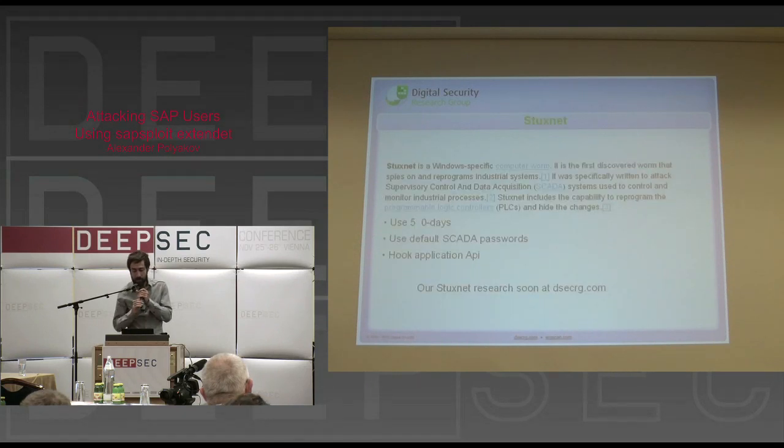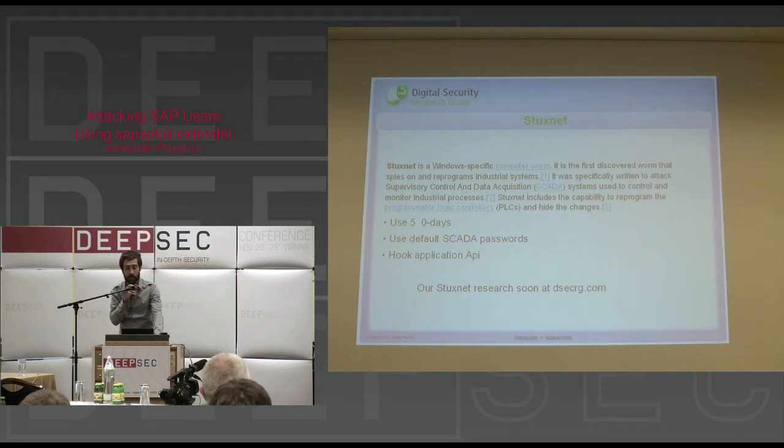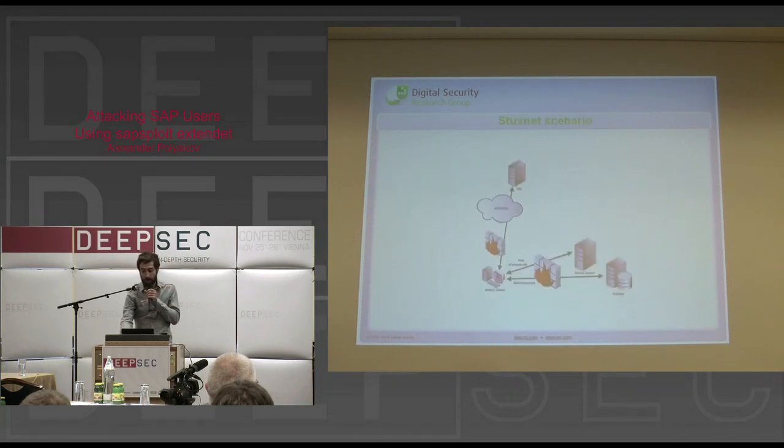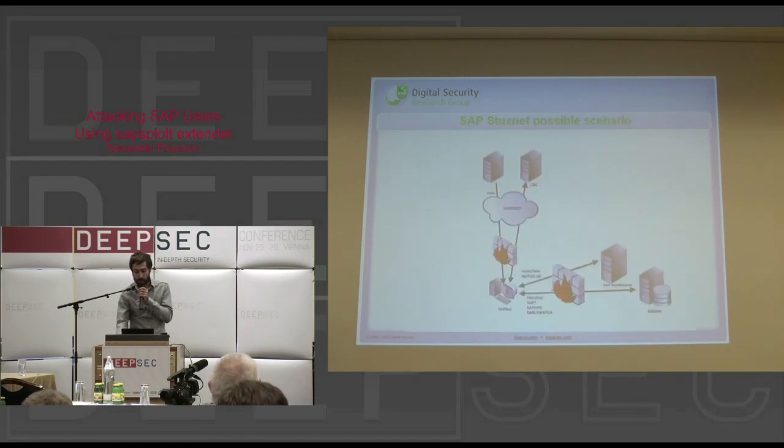And here's information about a little bit about Stuxnet. So how many of you know what Stuxnet is? I think everybody. It's a computer worm for SCADA systems. It uses 5 or maybe 6 zero-days, I don't know. And it uses the default passwords for connecting to the SCADA servers, and hooks the application API. So that's how it works. And we know the same thing can be done in SAP, because there are many client-side vulnerabilities and server-side vulnerabilities. It also has default passwords, and it also has ActiveX controls and so on to automatically connect. So this is a possible Stuxnet scenario for SAP.